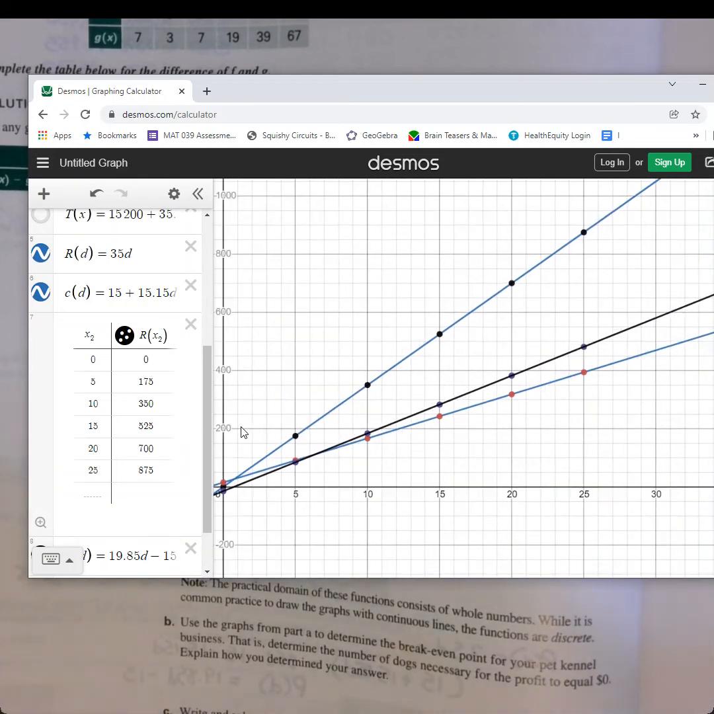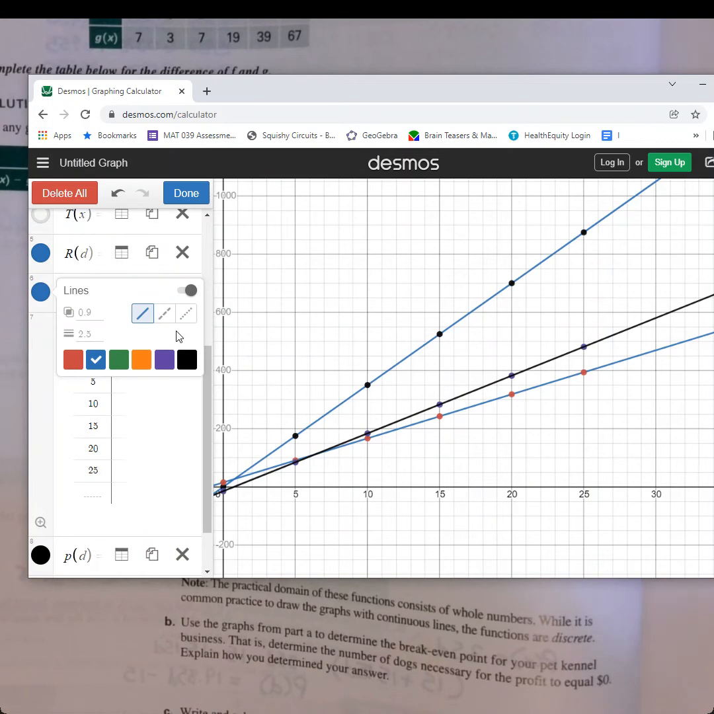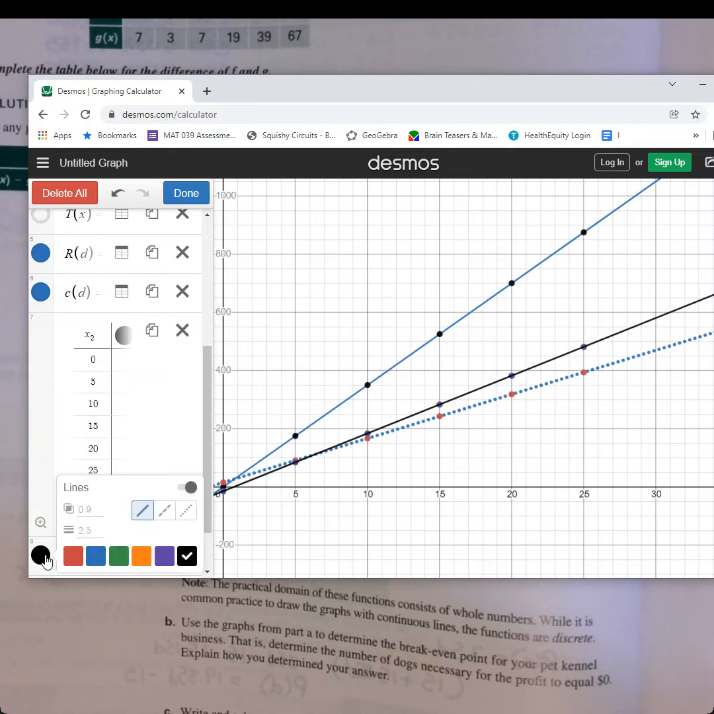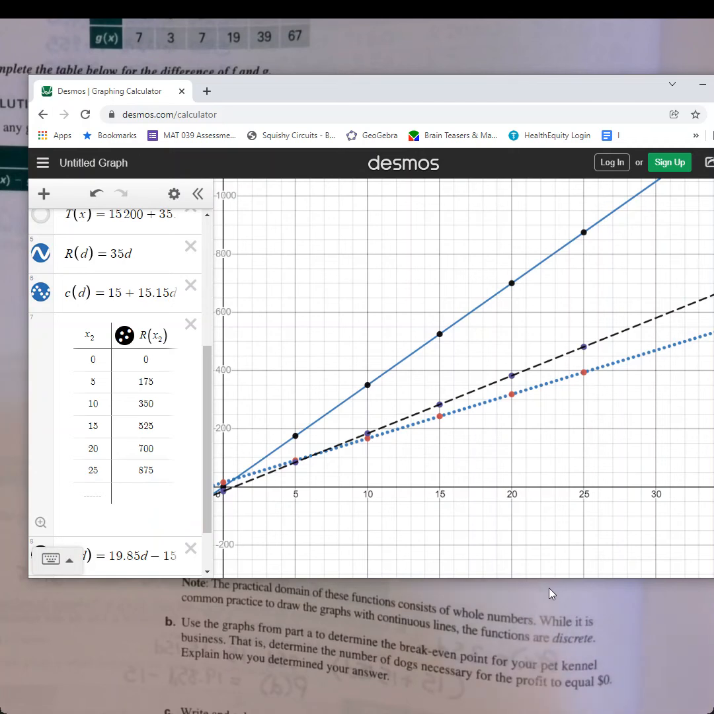I'm also going to color code these or line code these. So my revenue, let's go ahead and make the dash, the little dotted line, the cost, and the profit, the dash, so we can see which one's which. Okay, so we have our revenue, that's the highest one, and when we subtracted off the costs, we ended up somewhere in the middle, and that's our profit. So the profit is the dashed one in the middle.